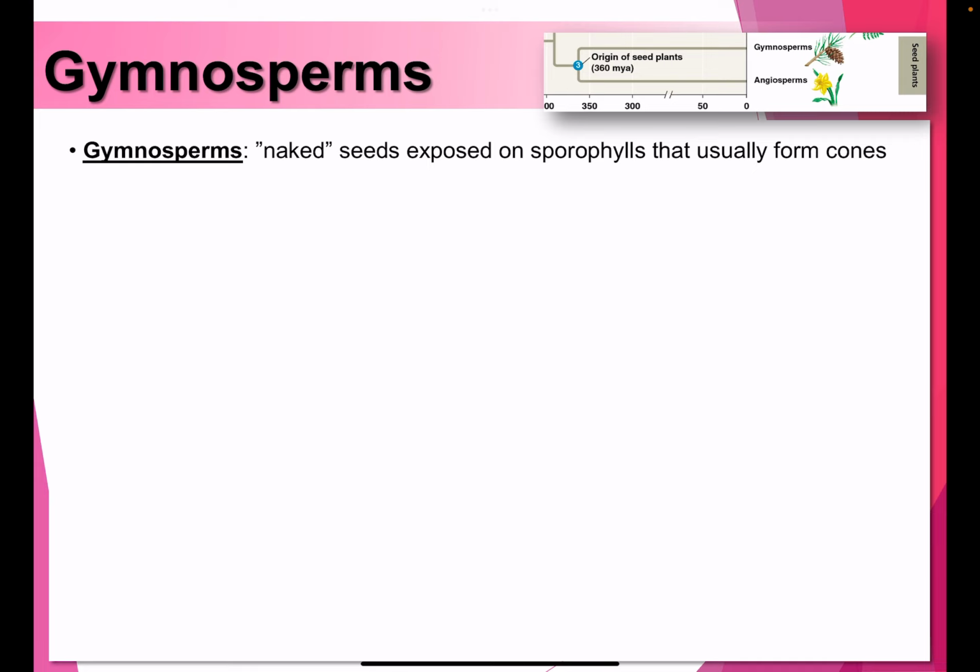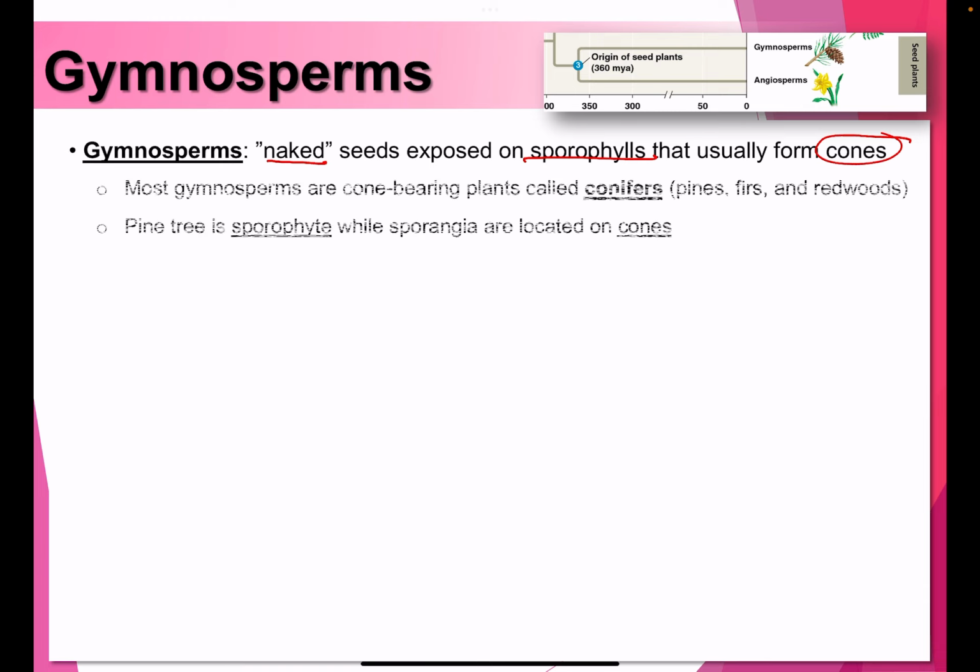And with that, we are ready to hop in and talk about the first group of seed plants called the gymnosperms. So gymnosperms, like I mentioned before, are naked seeds that are exposed on the sporophylls that usually form cone-shaped structures. That's why you'll see these pine cones on pine trees, because those are the seeds. So most gymnosperms are cone-bearing plants called conifers.